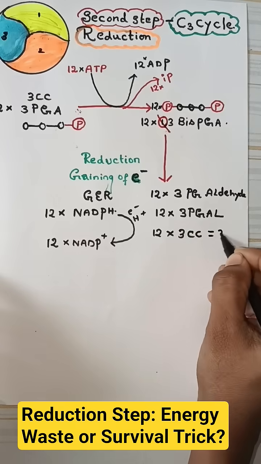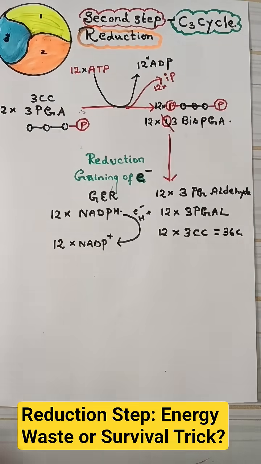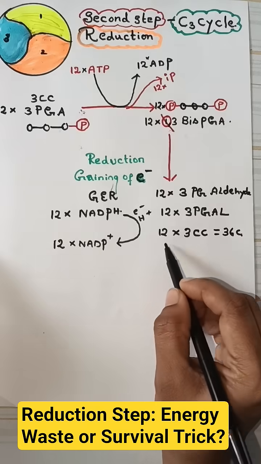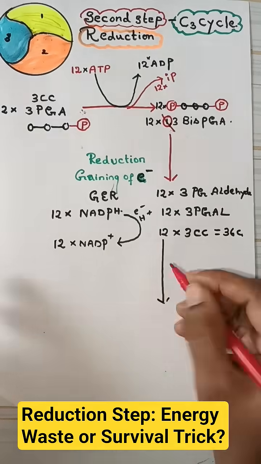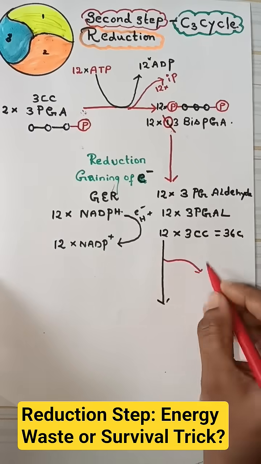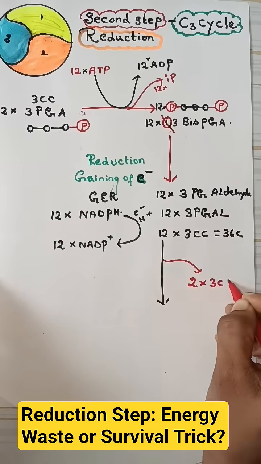Can you just multiply 12 into 3 carbon? Totally, how many carbons are there? 36 carbons are there. Right? I'll make it very simple. From these 12 molecules, I'm just going to ask for a share. From 12 molecules, I'm going to remove 2 molecules of 3-carbon compound.